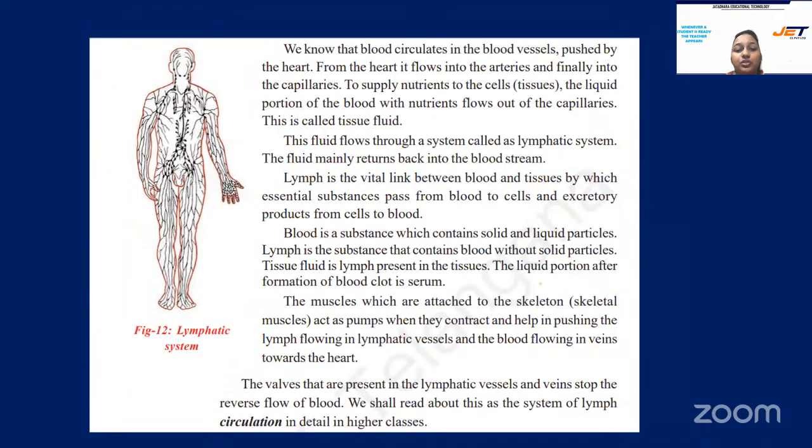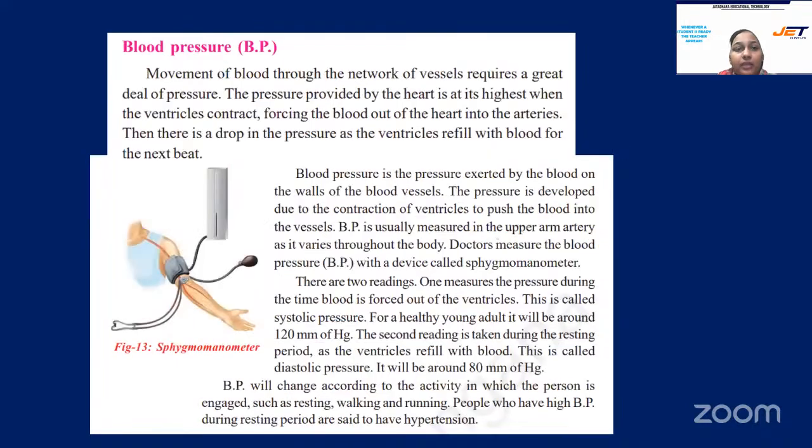Okay, lymphatic nodes. Now we know that lymphatic nodes are also there. Tissue cells are there, tissue fluids are there, and that is guarded by lymph vessels. Blood is a substance which contains solid and liquid parts both, but lymph is a substance that is blood without any solid part. Tissue fluid is lymph present in the tissues. The liquid portion after formation of the blood clot is serum. This you have to keep in mind.